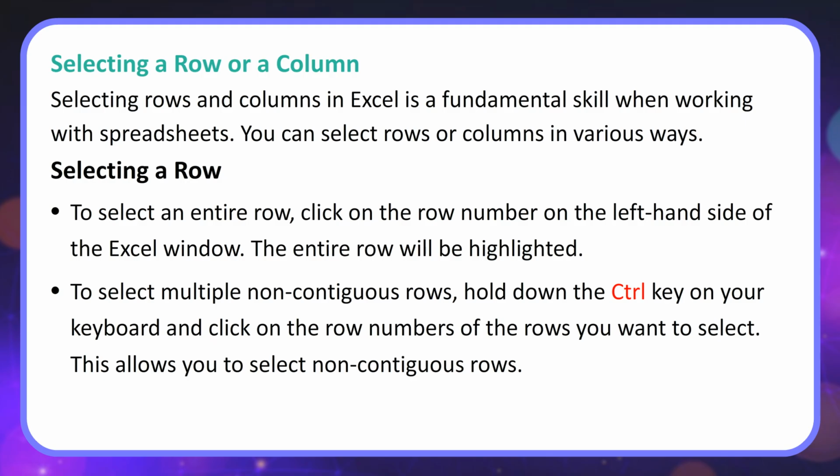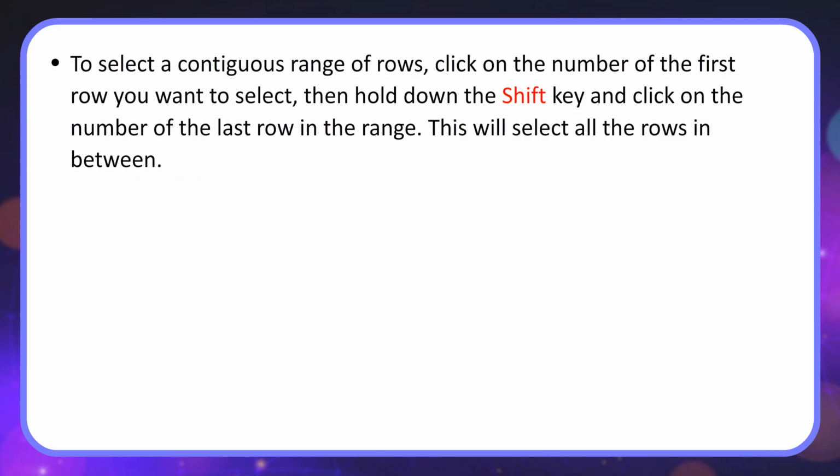To select multiple non-contiguous rows, hold down the Control key on your keyboard and click on the row numbers of the rows you want to select. This allows you to select non-contiguous rows. To select a contiguous range of rows, click on the number of the first row you want to select, then hold down the Shift key and click on the number of the last row in the range. This will select all the rows in between.